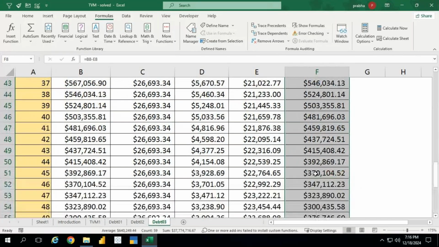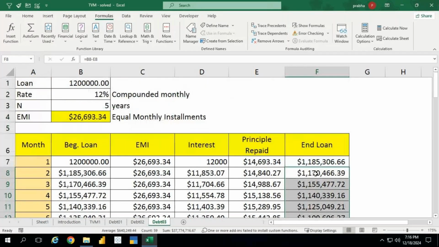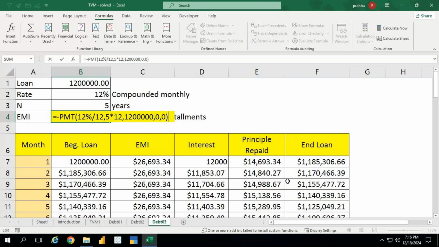So try solving this. So PMT function is... In the meantime I wanted you people to answer the attendance.